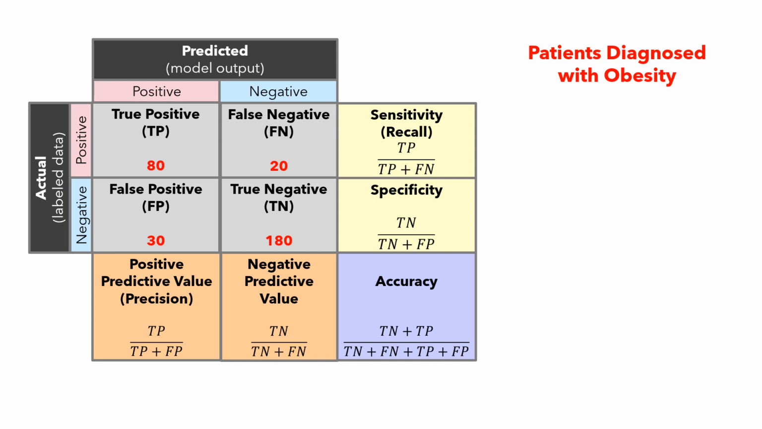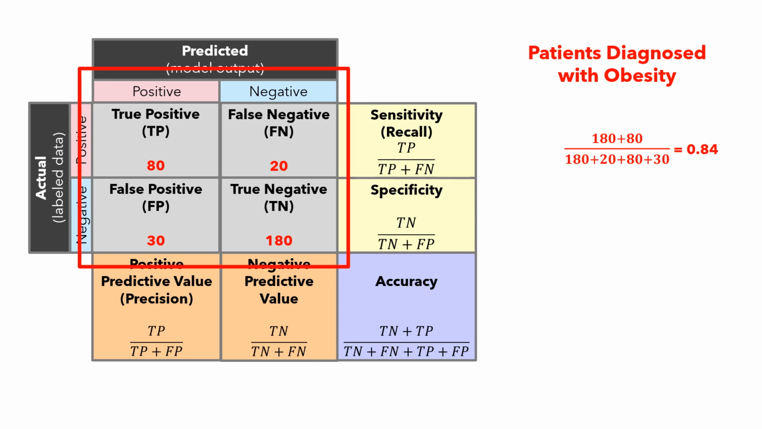Next is the accuracy. This looks at all predictions our model made and cares about what we got right out of all of our predictions. When looking at everything our model got right, divided by all predictions made, we see that 84% of our predictions were correct.